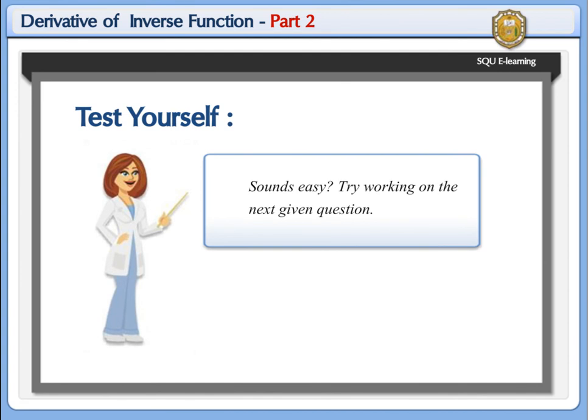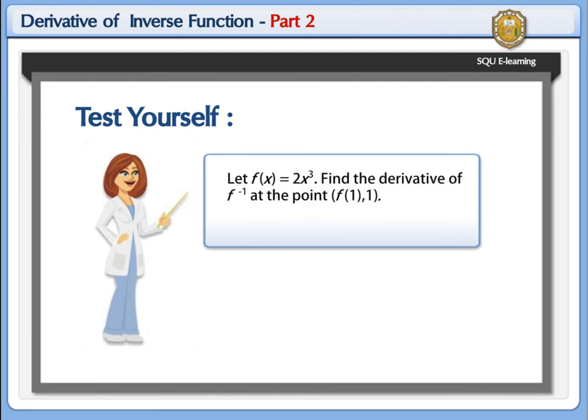Sounds easy? Well, if you follow all the steps in this example and you are confident about it, try yourself in the next question. The next question says, let the function f be equal to 2x cubed. Find the derivative of f inverse at the point f of 1 and 1. Remember, if you are using any theorem, verify the hypothesis of any theorem that you may use. Good luck!